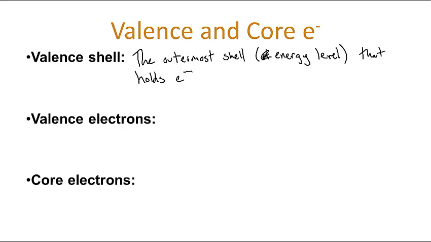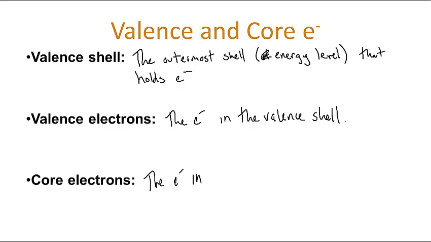So we really need to understand the valence shell and especially the valence electrons, and these are the electrons that are in the valence shell. And this is really going to help us understand the chemical properties of an element. So the core electrons are the electrons in the lower energy levels, which is to say all those not in the valence shell.